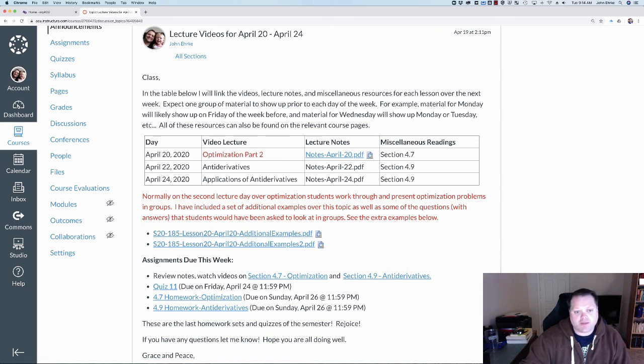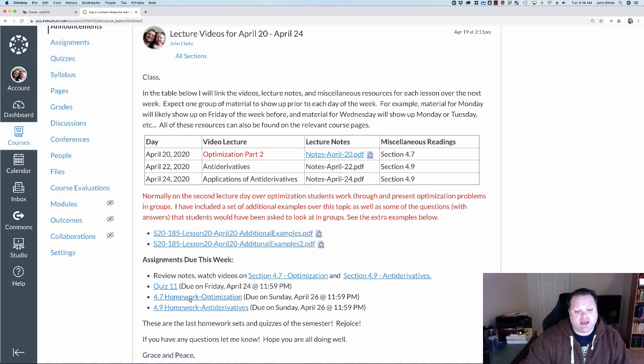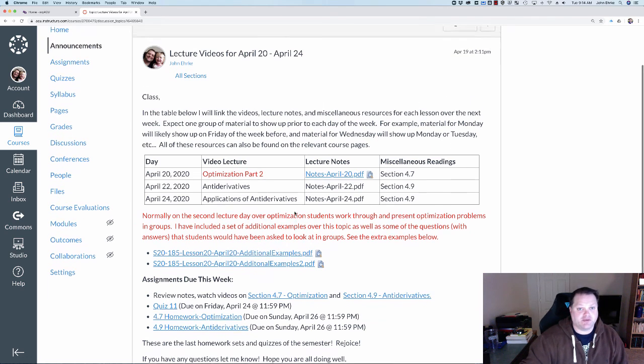Continue learning more about optimization from Monday. Learn all you can about antiderivatives, which will be Friday's quiz. And then you have homework over optimization and antiderivatives that's due this Sunday before the exam on Monday. So let's just jump into it.